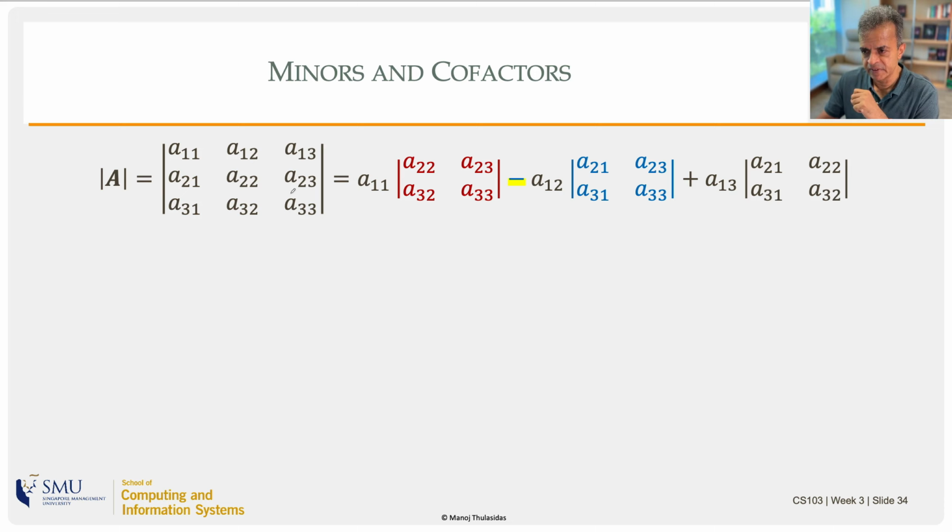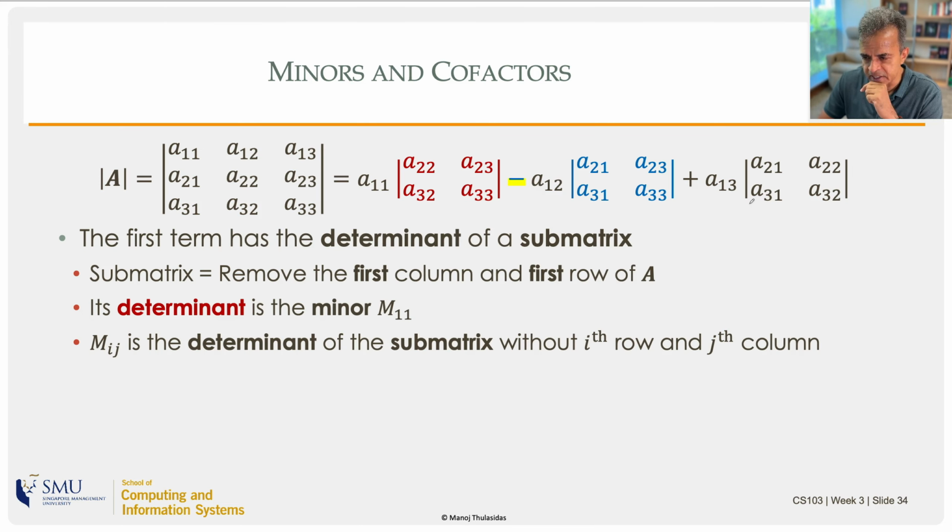What we wrote in the previous slide using colors now is A11 and a subdeterminant, then A12 and a blue subdeterminant, and a black one after that. So the first one has a determinant of a submatrix. In order to get the submatrix, you remove the first column and the first row because you are taking the first row, first column element. So the column and row corresponding to that element you delete, and then you get a smaller matrix and you compute the determinant of that guy.